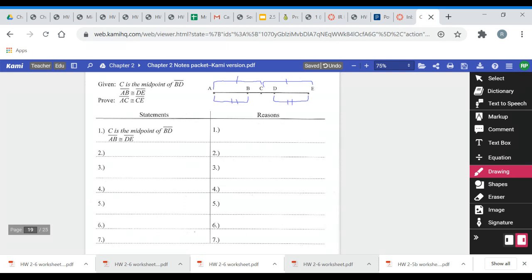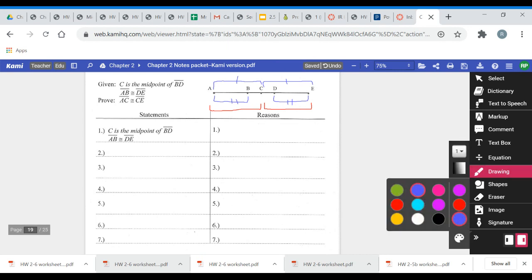Okay, and what I'm trying to prove is that AC is congruent to CE. Okay, so always keep in mind what you're actually trying to prove. In this case, I don't want to mark them congruent yet because I haven't proven it yet, but I'm basically trying to say that this is the same thing as this. Okay, so what's in red is what I'm trying to prove. So I know that my first reason needs to be given, so get that put in there.